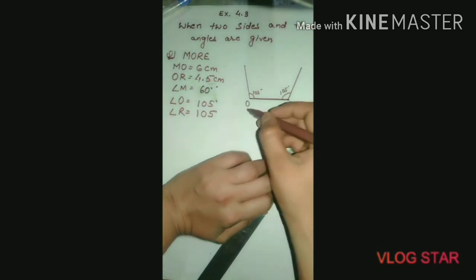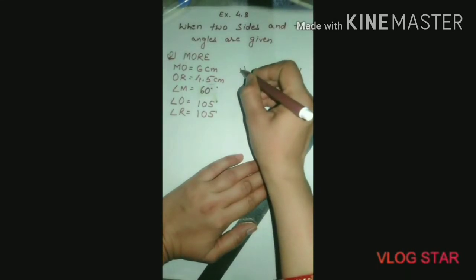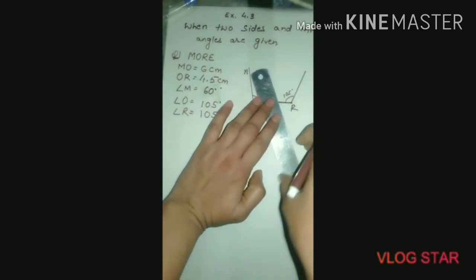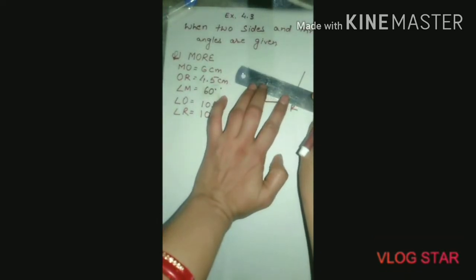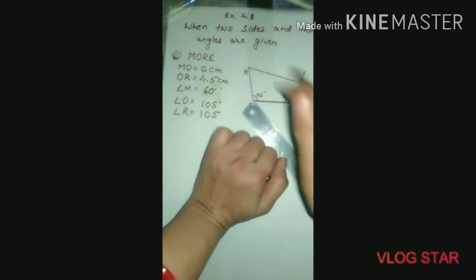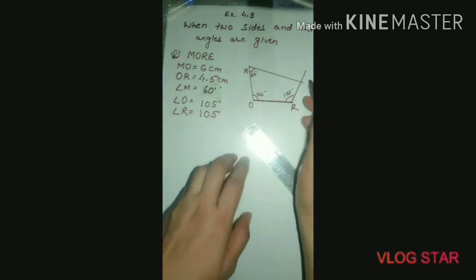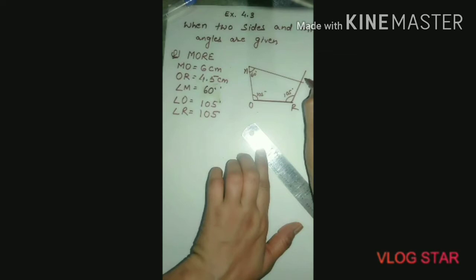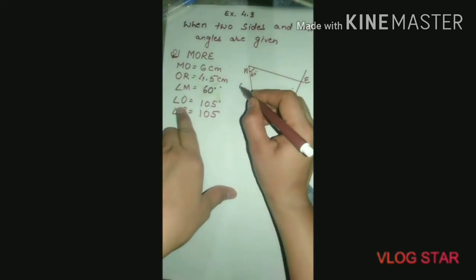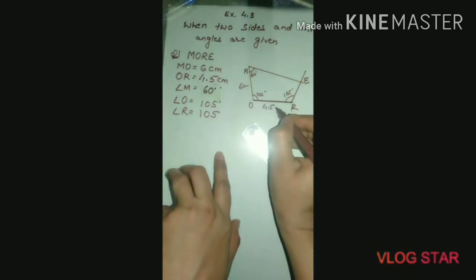105 degree. Then MORE. So M must be here, the point M, and angle M is given 60 degree. 60 degree is an acute angle, so we'll just draw the 60 degree angle. So this type of quadrilateral MORE will be there. MO is given 6 cm and OR is given 4.5 cm.